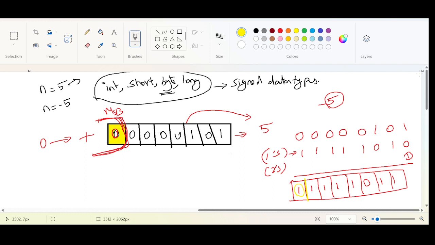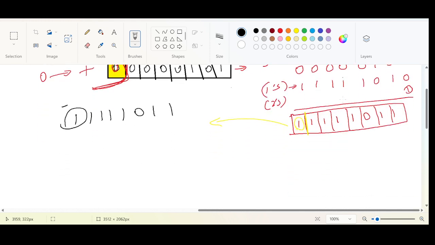Now let us do the conversion. Let me take the same number here: 1 1 1 1 1 0 1 1. I said this is for a negative value. Now perform the conversion. This is 2 to the power of 0, 2 to the power of 1, 2 to the power of 2, 2 to the power of 3, 2 to the power of 4, 2 to the power of 5, 2 to the power of 6, 2 to the power of 7. What is the value of 2 to the power of 7?